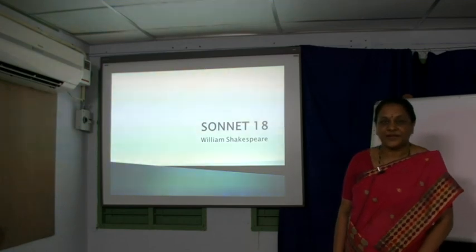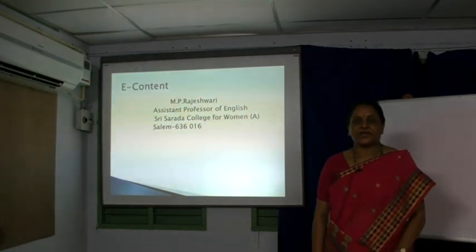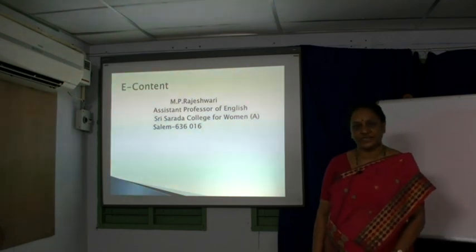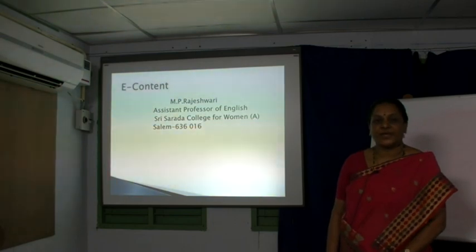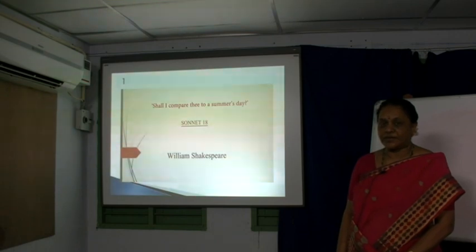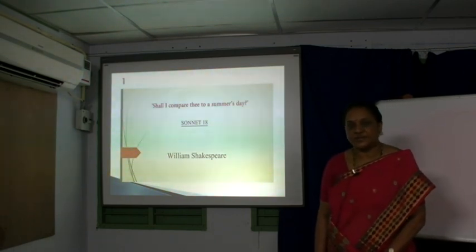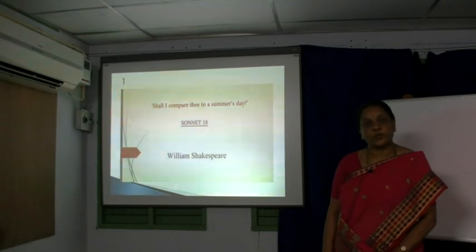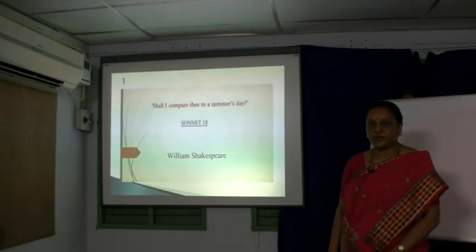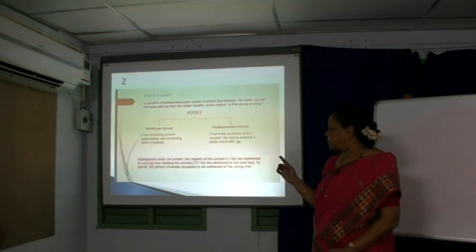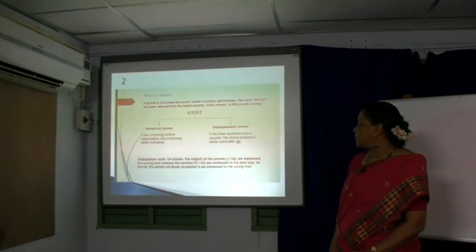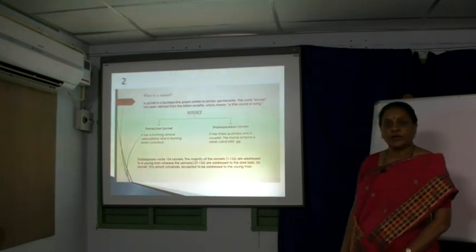Hello everyone. In this session, I have taken up one of the most famous sonnets of William Shakespeare for analysis. It is sonnet number 18. Before going to the analysis of sonnet 18, let me tell what a sonnet is. A sonnet is a poem of 14 lines, and there are two types of sonnets. One is the Petrarchan sonnet and the other one is the Shakespearean sonnet or Elizabethan sonnet.